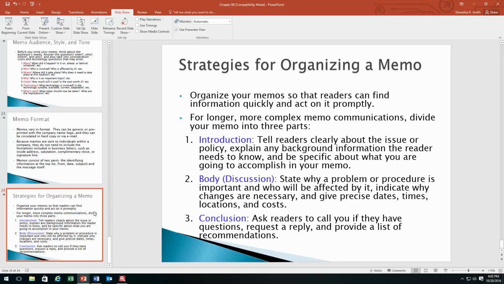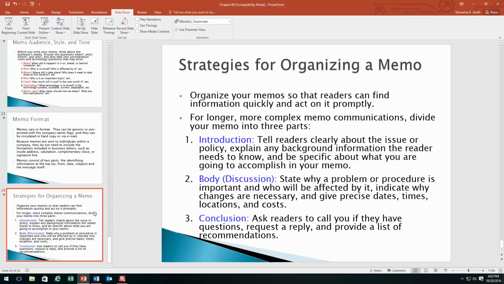In the introduction, tell the reader clearly about the issue or policy, explain any background information the reader needs to know, and be specific about what you're going to accomplish in your memo. In the body or discussion, state why a problem or procedure is important and who will be affected by it, indicate why changes are necessary, and give precise dates and times, locations, and costs. And of course, with the conclusion, ask readers to call you if they have questions, request a reply, and provide a list of recommendations. So there are strategies for organizing various things, including memos and proposals.